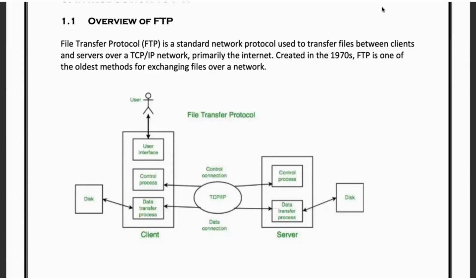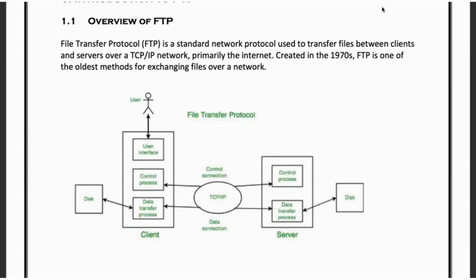FTP is one of the oldest methods for exchanging files over a network. So whenever a server is created or a network is designed, most of the time to transfer some files, FTP is used. And FTP basically works on two mechanisms. One is the FTP client, one is the FTP server. If you see in the diagram, a user using the FTP client shares files, initiating a TCP/IP control connection, and can successfully share the files between the FTP client and server.